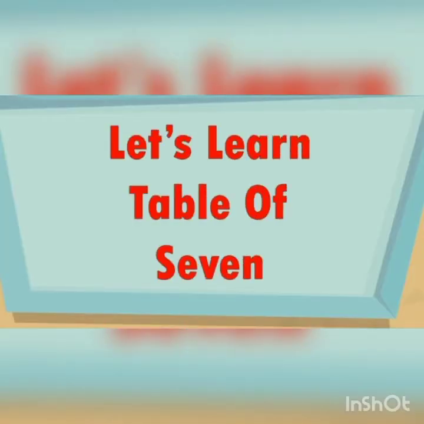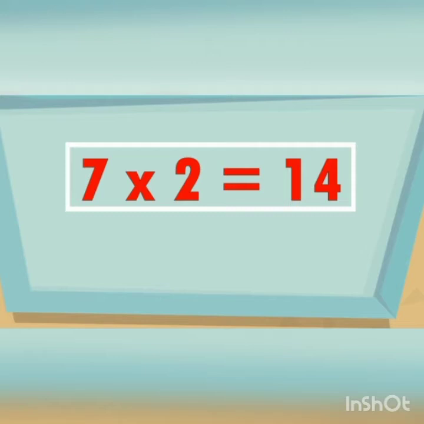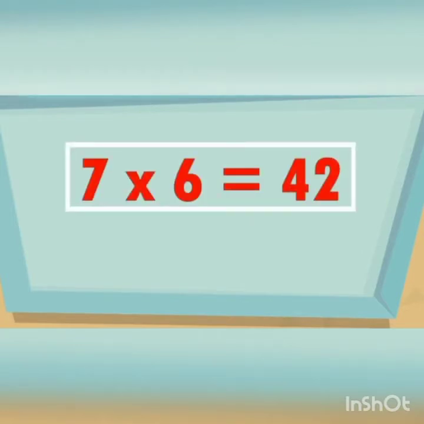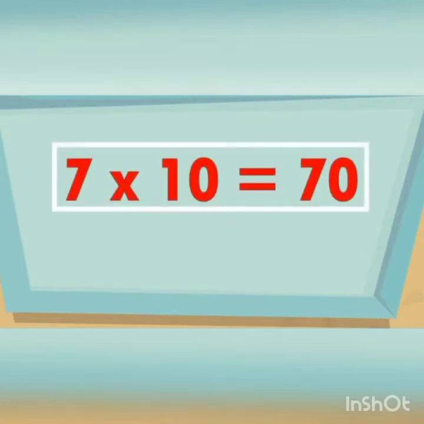Now let's learn the table of 7. 7 1s are 7. 7 2s are 14. 7 3s are 21. 7 4s are 28. 7 5s are 35. 7 6s are 42. 7 7s are 49. 7 8s are 56. 7 9s are 63. 7 10s are 70.